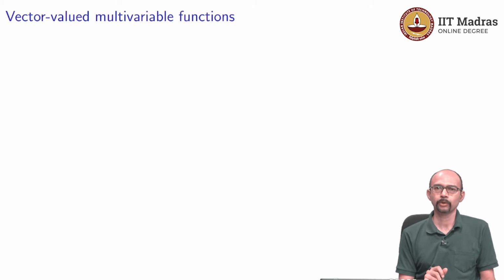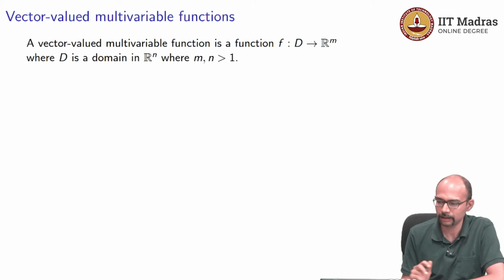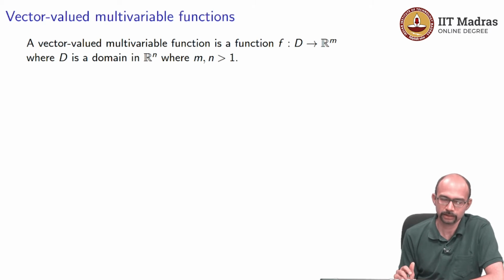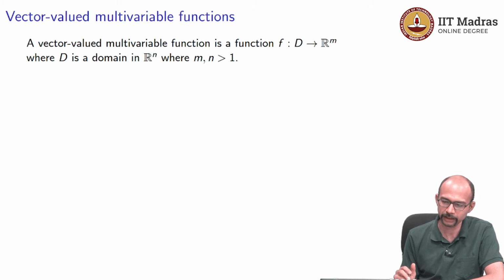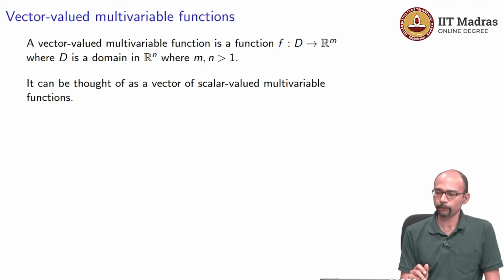So let us talk about vector valued multivariable functions. Vector valued multivariable functions means that now instead of R, the codomain can be R m, where m is also larger than 1. So a vector valued multivariable function is a function f from D to R m, where D is a domain in R n and both m and n are strictly greater than 1. Such a thing is called a vector valued multivariable function. We can think of this as a vector of scalar valued multivariable functions.